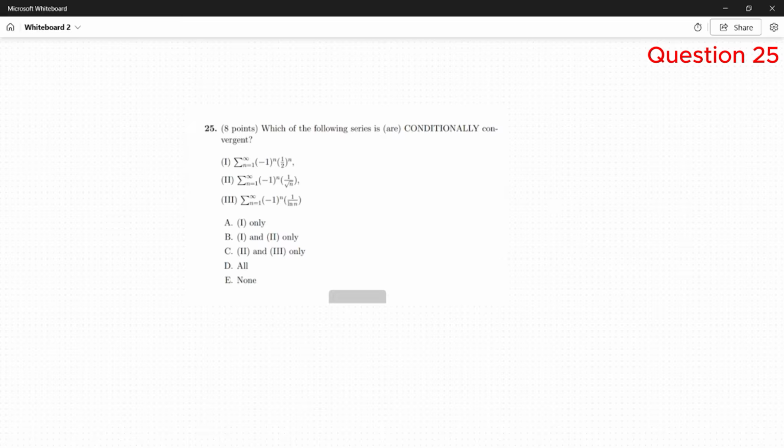I just want to make a mention that if it is conditionally convergent, that means it cannot be absolutely convergent. Absolute convergence, as a reminder, is when the series converges even when the series is not alternating. So let's go through each answer choice and evaluate it.